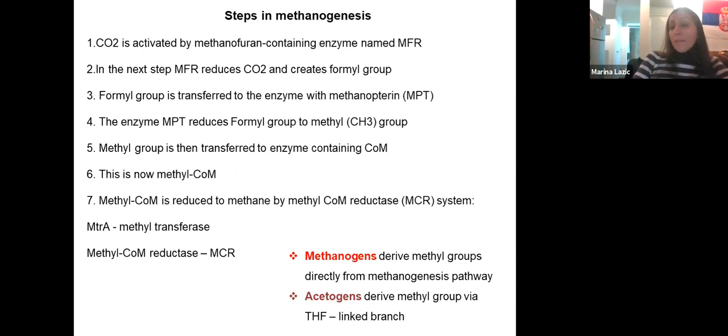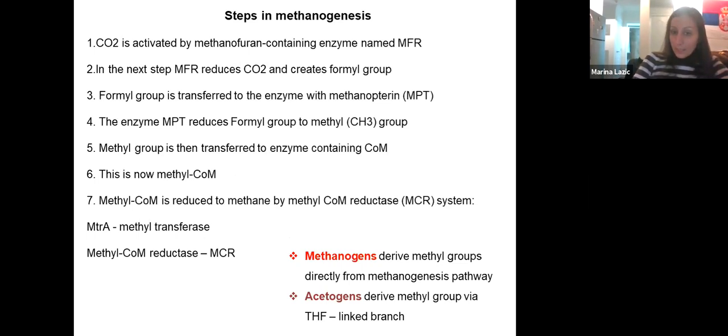So in order to have this carbon dioxide reduced or fixed, you first have to activate it in methanogenesis. The activation is done by methanofuran-containing enzymes. We'll call them shortly MFR. Once activated with MFR enzymes, carbon dioxide is reduced and you get a formyl group.